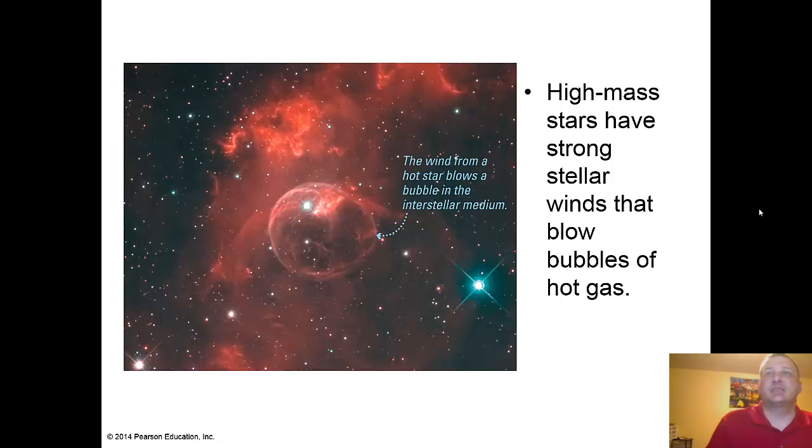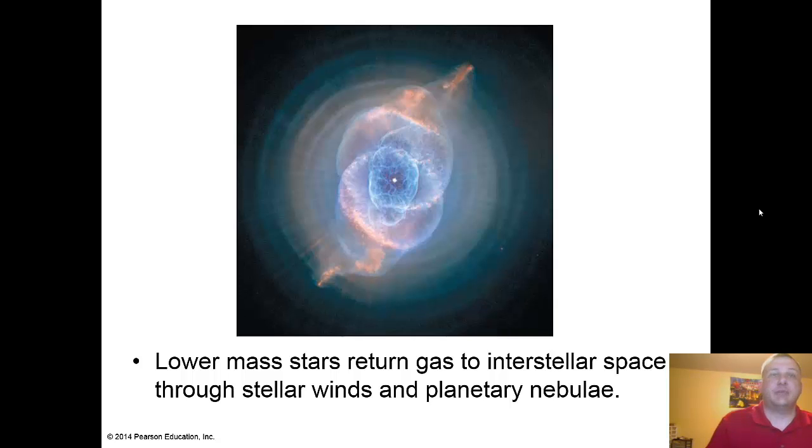Now high mass stars have strong stellar winds that blow huge bubbles of hot gas into space. Lower mass stars, like our Sun, return gas to interstellar space through stellar winds and what we call a planetary nebula. And that's what this is. This is something similar to what will happen to the Sun in about 5 billion years. We'll form our own planetary nebula with a little bitty white dwarf dead star in the middle.